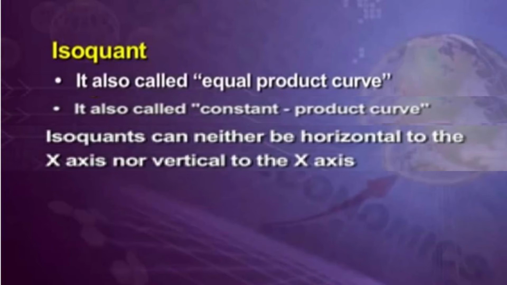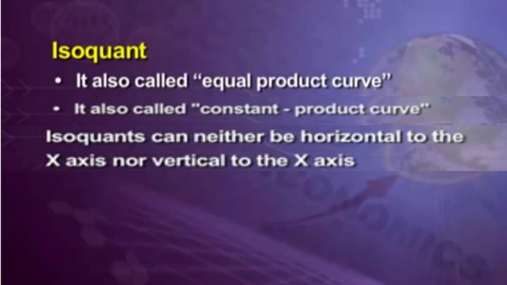So isoquant is also called an equal product curve. One mark question you will be asked from this chapter: what is an isoquant? An isoquant is also called an equal product curve. You can say ISO or isoquant curve, short form. It is also called a constant product curve, because labor and capital are used.